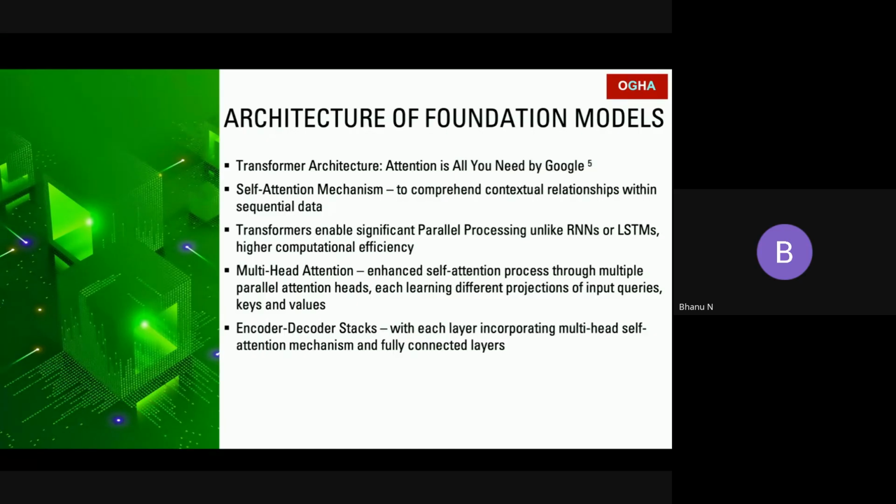Each layer incorporates a multi-head self-attention mechanism, and all these layers are fully connected. There is much more technical detail, but I will not increase the cognitive load of this session because we have a mixed audience. But that's basically the architecture of foundation models.